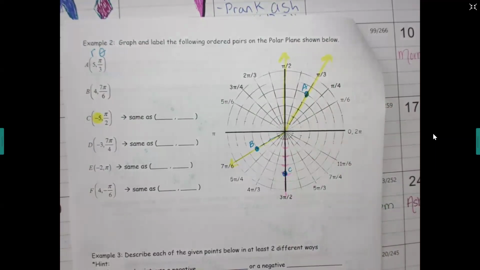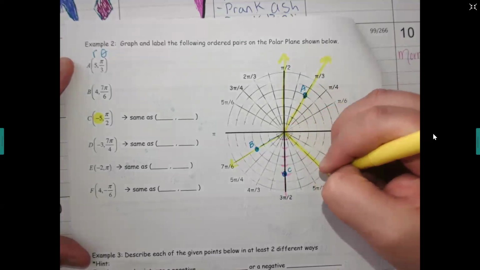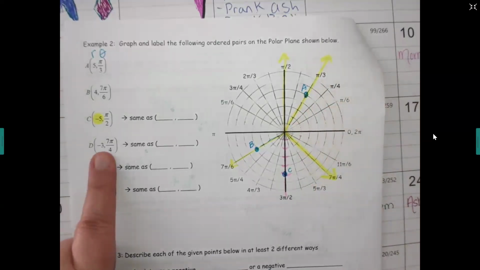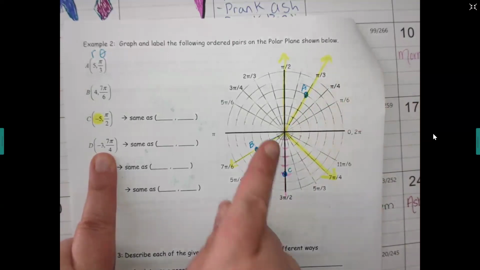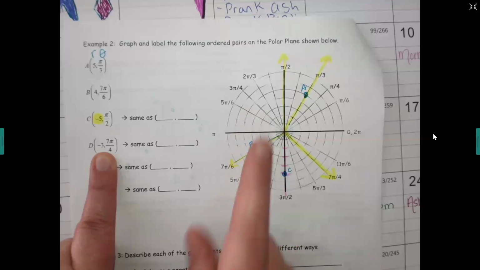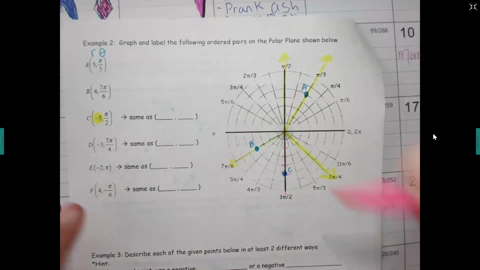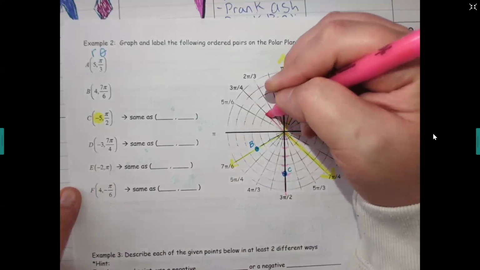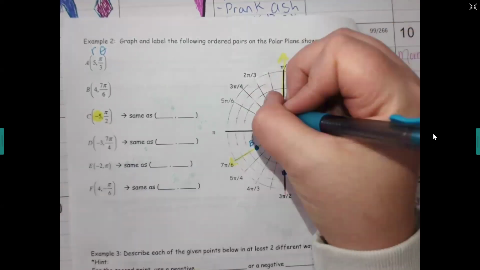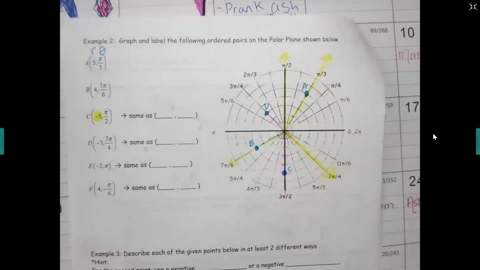My next one is 7 pi-4 and a -3. So I'm going to find my 7 pi-4 angle. 7 pi-4 is right here. But then because I noticed that my ring is really a -3, instead of me going this way towards the angle, I'm going to trace the opposite way 3 rings. So I would go back 1, 2, 3. That would put me right here. And this would be D.